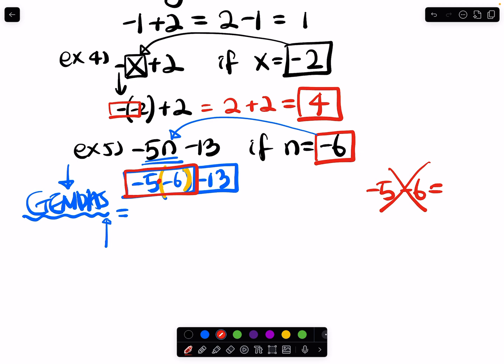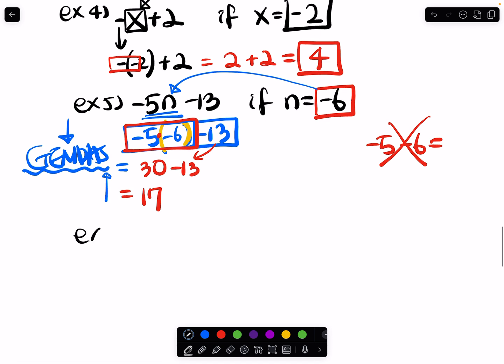A negative number times another negative number, because there are two negatives, meaning double negatives, an even number of negatives, will give you a positive product, which is 30. And you just bring minus 13, which is 17. Okay? So 17 is the evaluation of negative 5n minus 13 if n is equal to negative 6. So I hope you guys understand what it means to evaluate an expression with a given value.